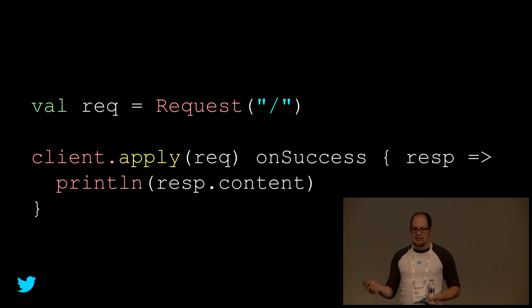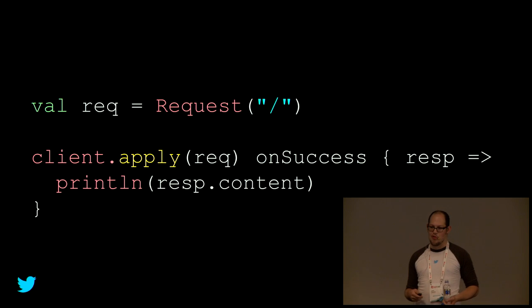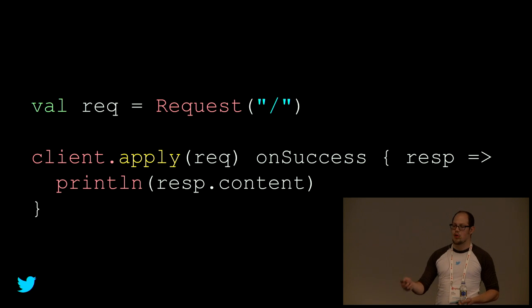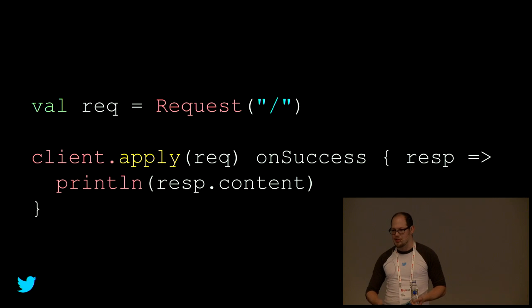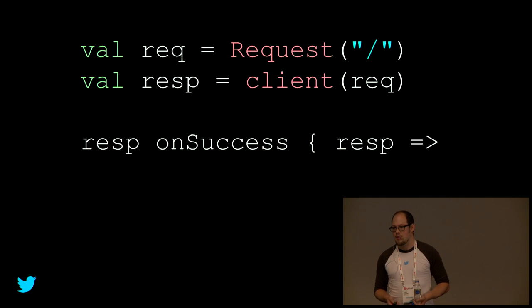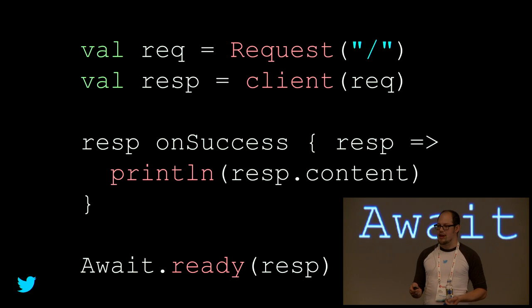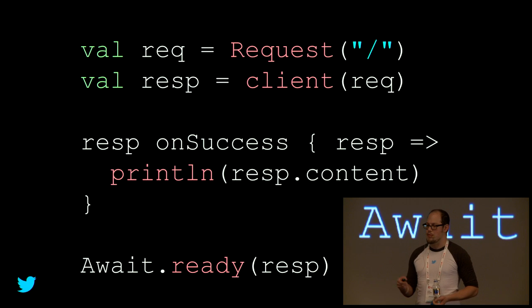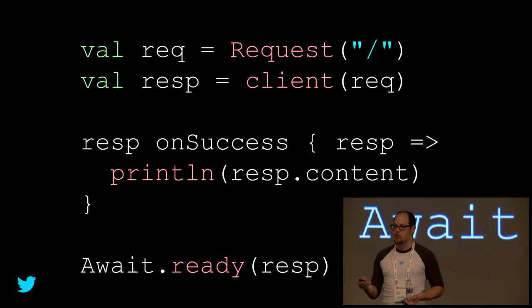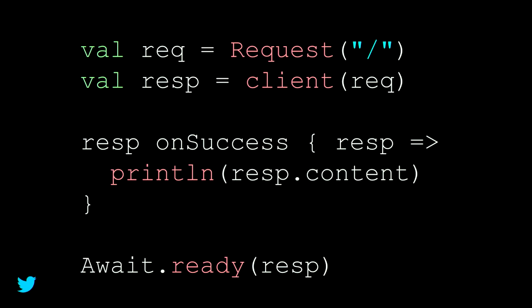So this is the same as applying, if you remember before from the example, right? We're just applying a function. We're applying a request onto our client function and getting back the response when it actually happens. So here is a more explicit example. We have the request, we have the client, we do the onSuccess.